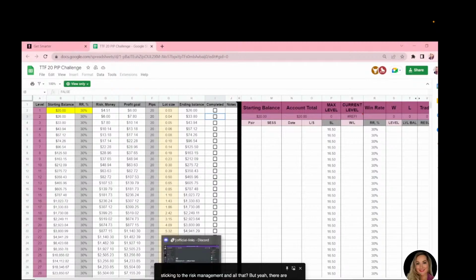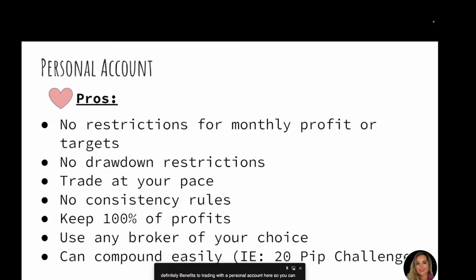So you can see that could work for you. So that would be the pros of having a personal account. There's a lot of them, and there's definitely some real potential to still make some money, especially if you are doing the compounding thing with the 20 pip challenge. Potentially look into having a personal account and trading the personal account.